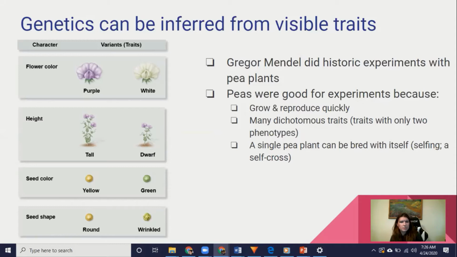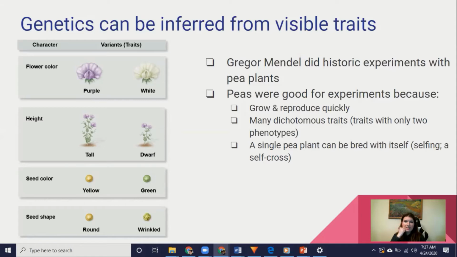One of the first people to piece this stuff together, and actually piece this together just by looking at phenotypes, they didn't have DNA sequencing techniques back then, was Gregor Mendel. He did a bunch of historic experiments with pea plants, which are really useful to think about genetics and the probability of genetics. And peas were really good for experiments for a number of reasons. One is that they grow and reproduce quickly, so you can do lots of experiments.